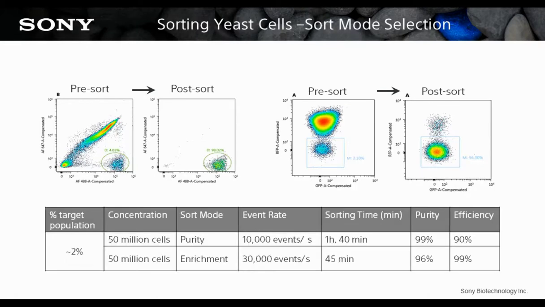Here's a quick example with some numbers. On the left is an example of a purity sort where cells were sorted slower and you lost about 10% of your targets to waste. However, the purity was very good at 98 or 99%. And on the right is an example of a yield sort where the event rate was 3 times higher and took only 45 minutes. The advantage there was efficiency and speed, and you've recovered close to 100% of your available targets. And even the purity in this case was not too bad at 96%.